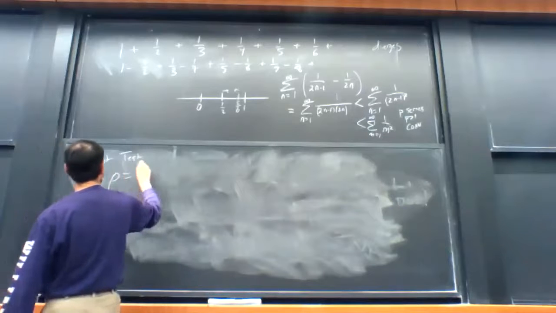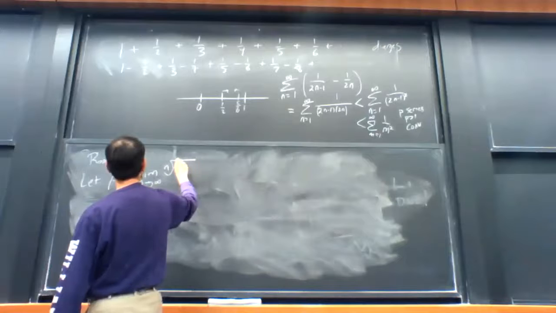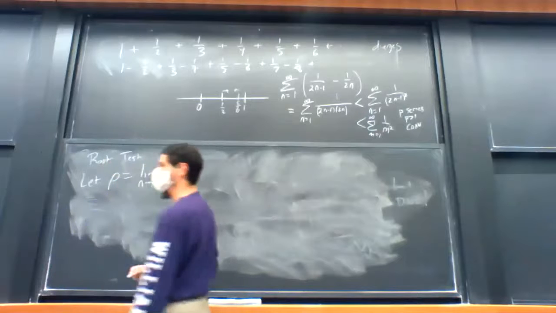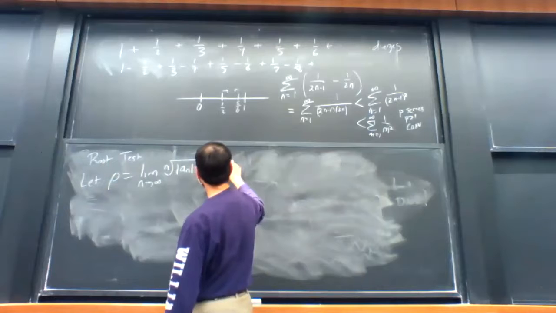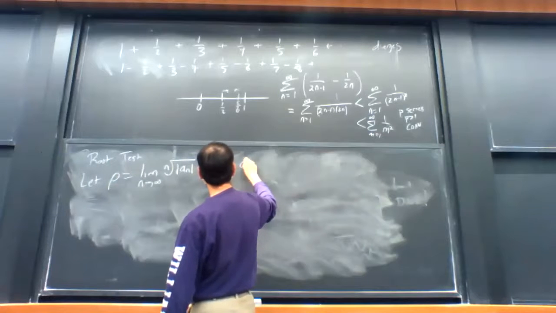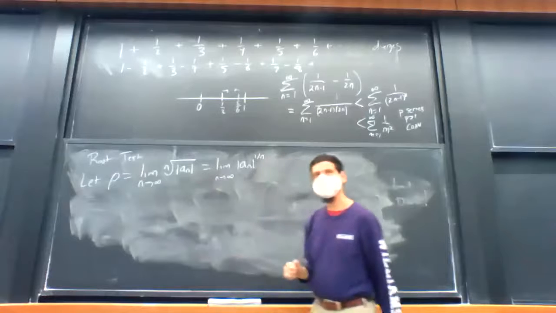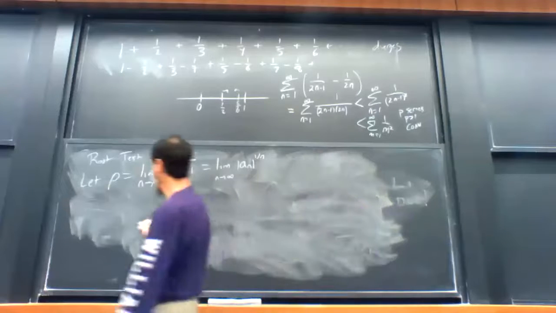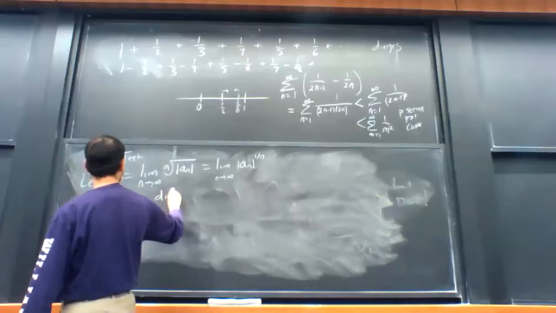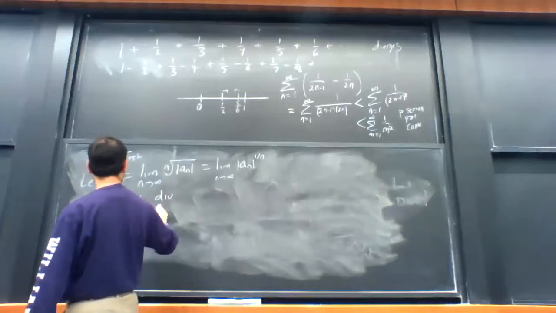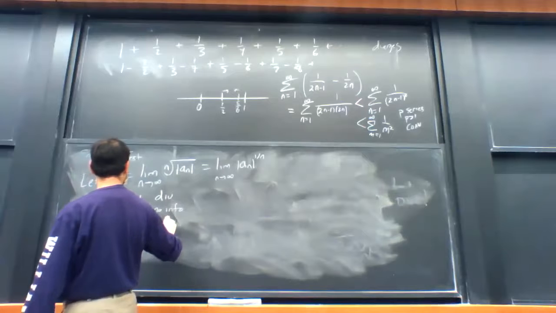So let rho equal the limit as n goes to infinity of the nth root of the absolute value of a_n, which is the limit as n goes to infinity of the absolute value of a_n to the 1 over n. If rho is greater than 1, it diverges. Rho equals 1, no information. Rho less than 1 converges.